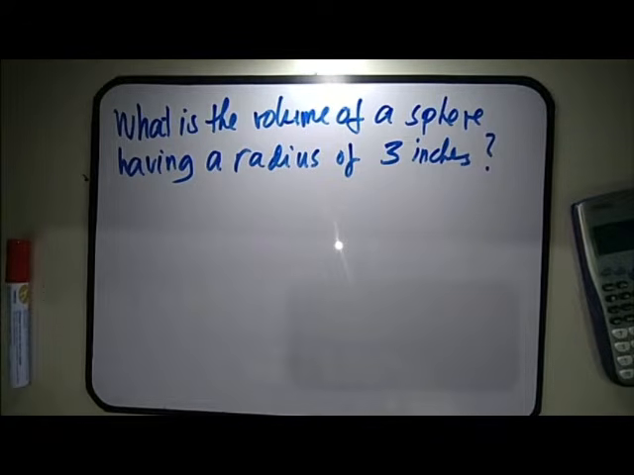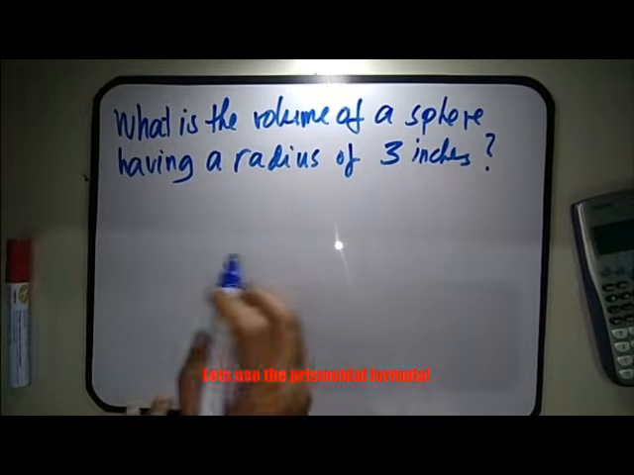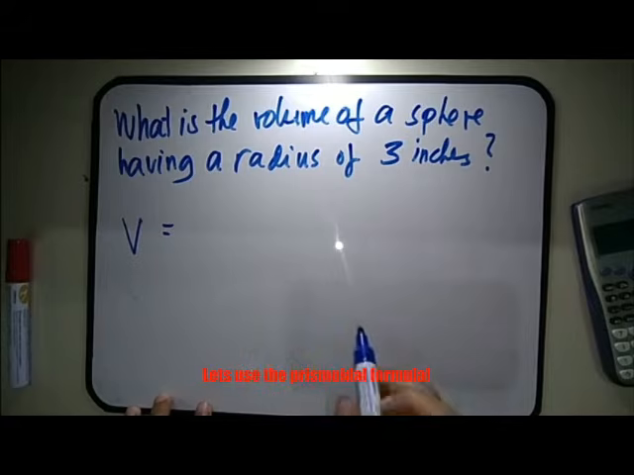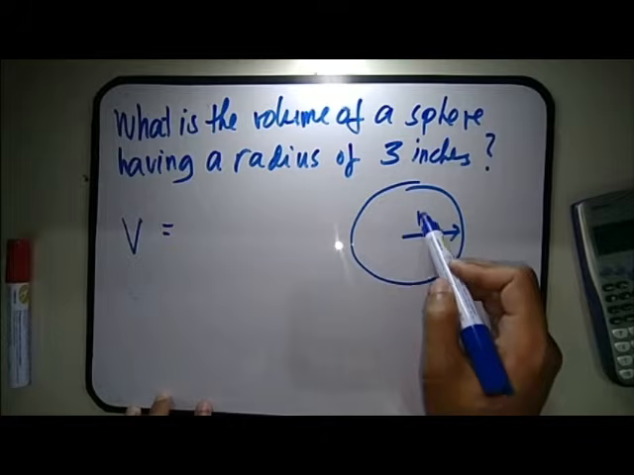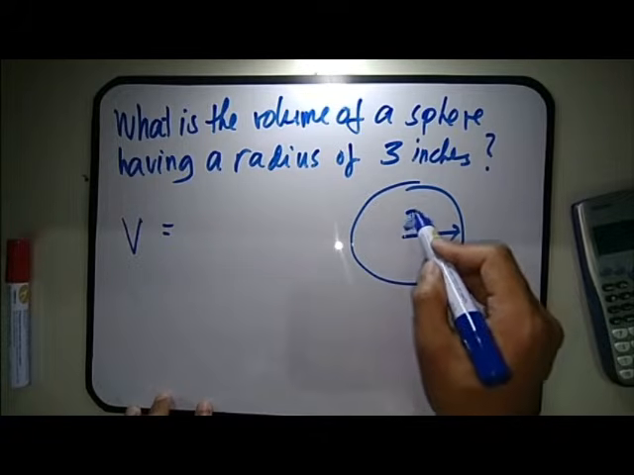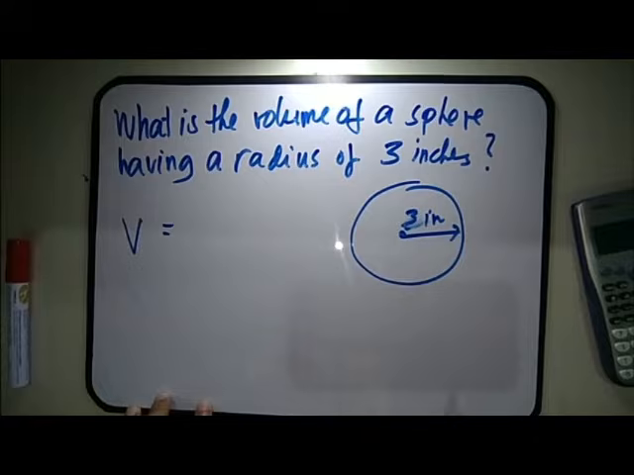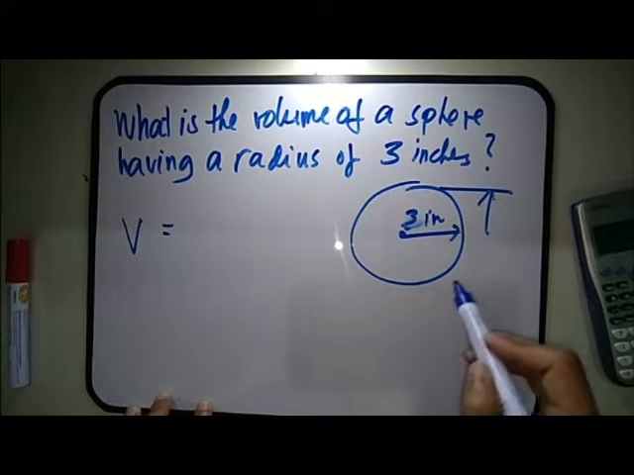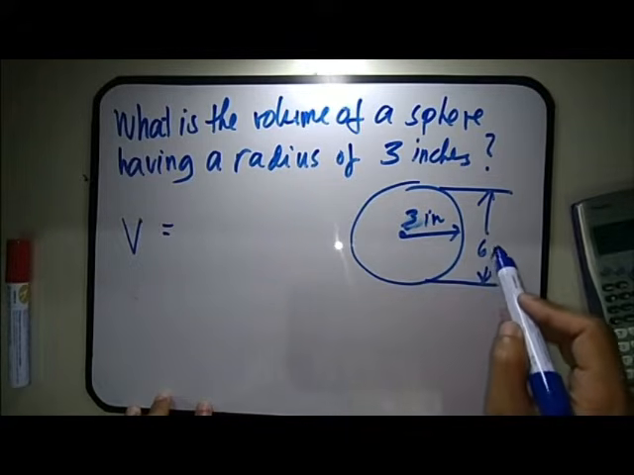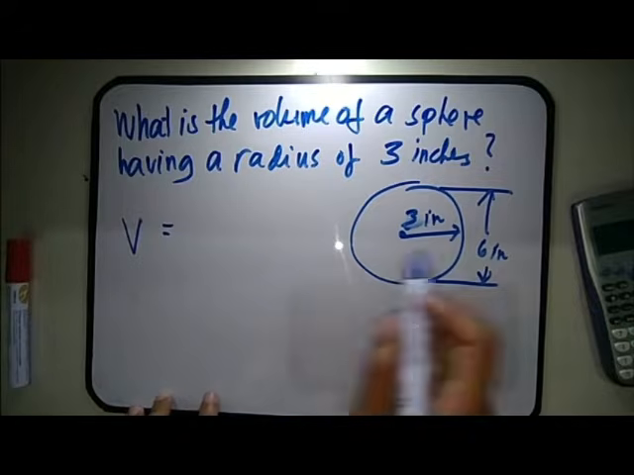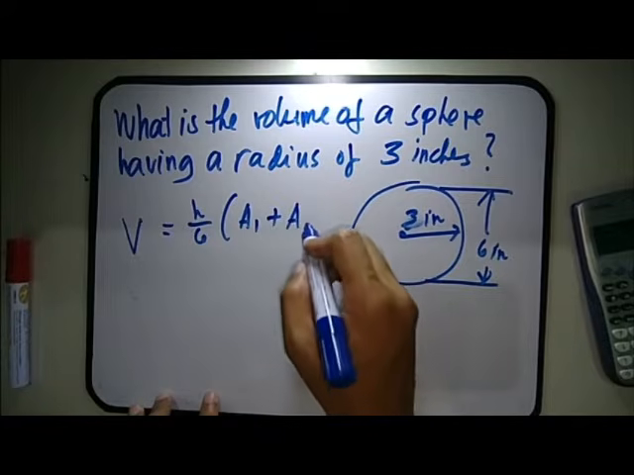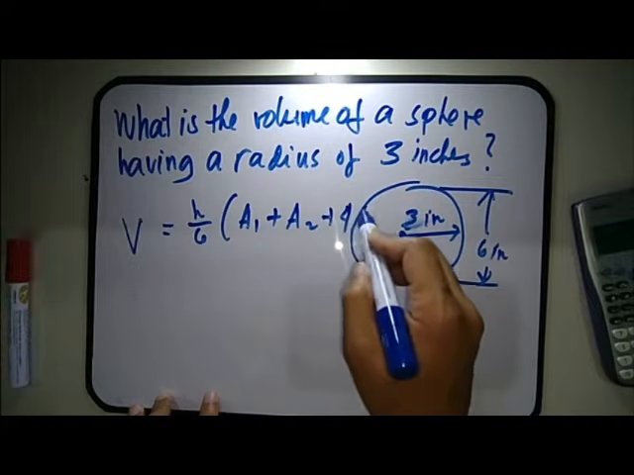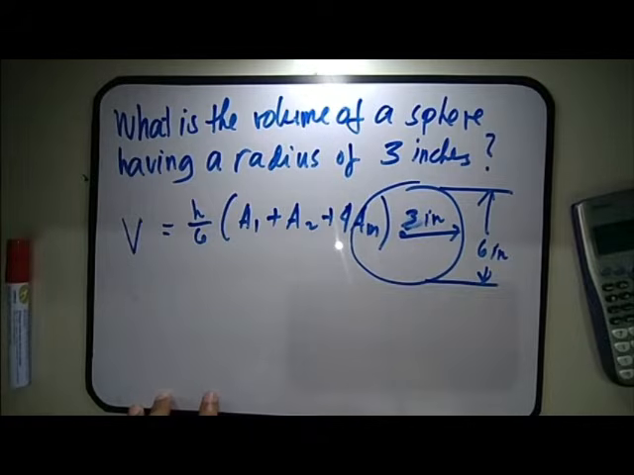So, in this problem, what is the volume of a sphere having a radius of 3 inches? Let's use the prismoidal formula. So, V equals H over 6. We have a sphere whose radius is 3 inches. Meaning, its height is the diameter, or 6 inches. So, volume is H over 6 times A1 plus A2 plus 4 times the mean area.